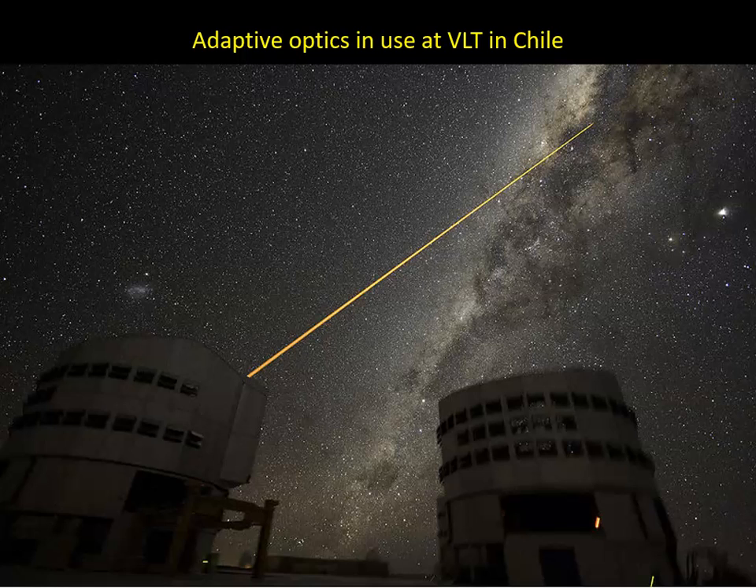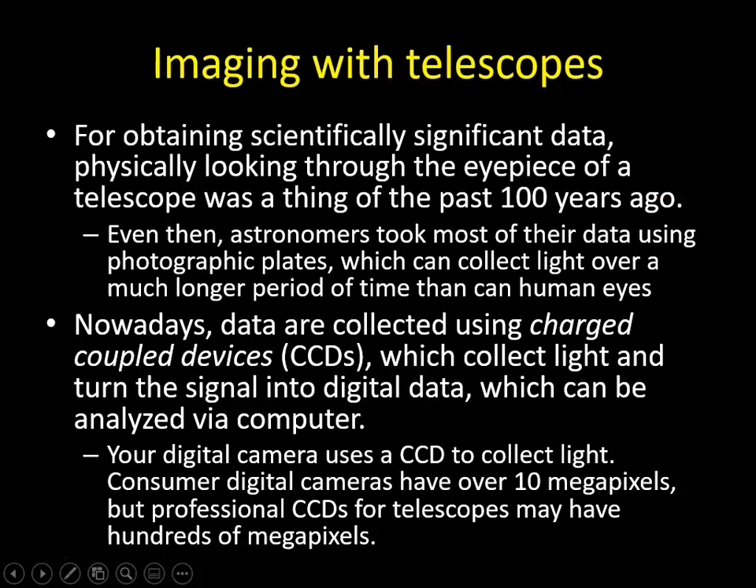If you don't have a star there, then you can create an artificial star by firing a laser up such that it ionizes sodium atoms about 100 kilometers up in the atmosphere and use that as an artificial star. But it's a good technique for canceling out the effects of atmospheric turbulence. It's very successful. And there are other techniques as well. I'll mention speckle imaging soon and lucky imaging as well.